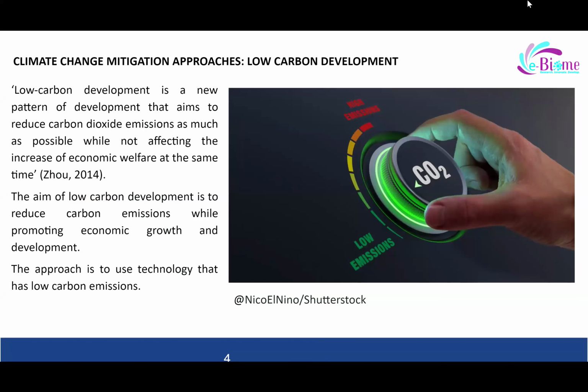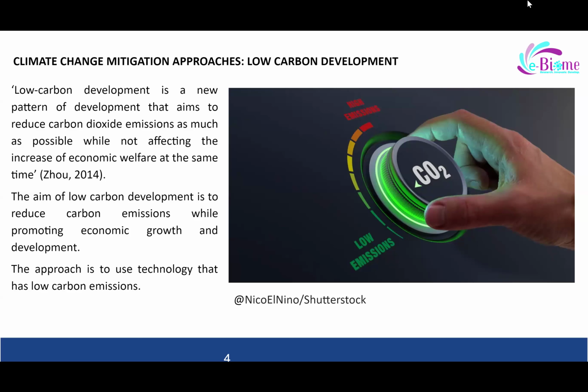So let's move to climate change mitigation approaches. Let us consider low carbon development industries. Now let's look at low carbon development. What is low carbon development? Low carbon development is a new pattern of development that aims to reduce carbon dioxide emissions as much as possible while not affecting economic growth at the same time. So what it is essentially saying is that it is a development that prevents the release of carbon dioxide into the atmosphere in a way that economic activities are not hampered or impeded.